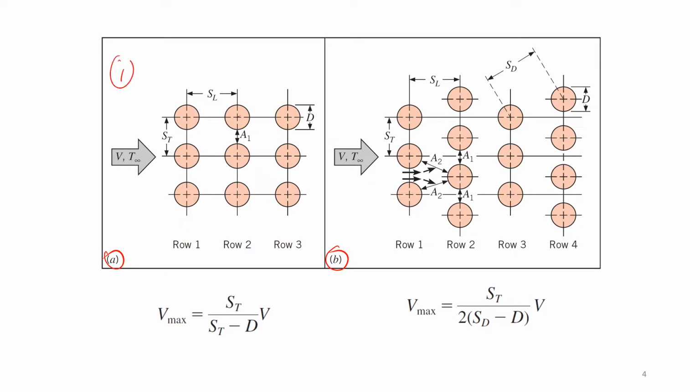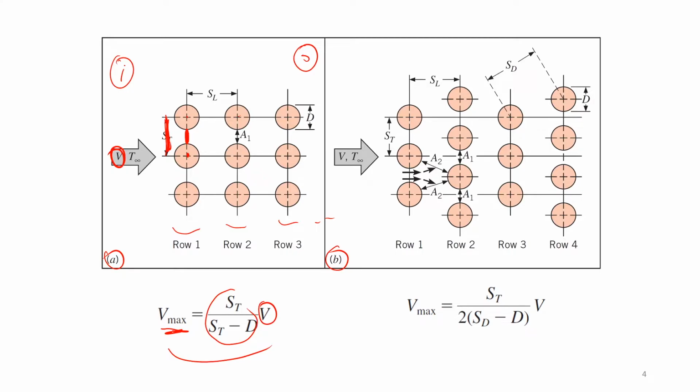So two things will change. Inlet and outlet temperature will change as the fluid passes from one row to another. We call these row 1, row 2, row 3, so the row number increases gradually. So we define velocity Vmax as follows. It is the inlet velocity corrected by this ratio: the center to center distance divided by this distance minus the diameter.